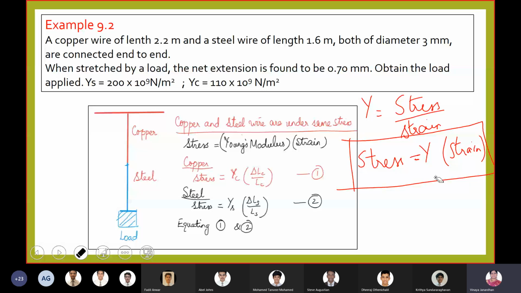Now let us go for the stress acting on the copper wire and the stress acting on your steel wire. Both the stresses are equal. Now you need to solve. Is that clear, boys? Is that clear? Samuel, yes, ma'am. It's clear.